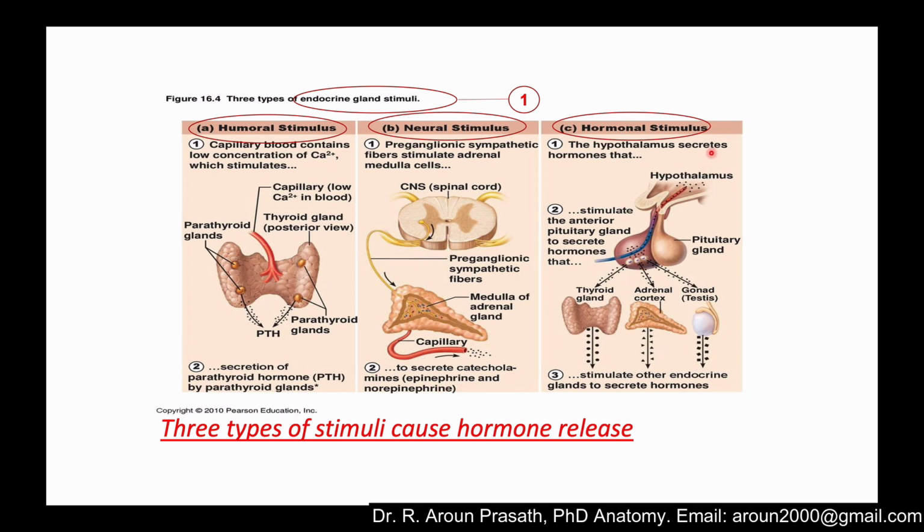Then hormonal stimulation, for example, the anterior pituitary releases thyroid stimulating hormone. That thyroid stimulating hormone comes to the thyroid gland and orders the thyroid gland to release T3 and T4. Okay, so likewise all the glands listen to the pituitary hormones. This is how hormone release by endocrine glands is controlled by another gland. That is why the pituitary gland is called the master of all endocrine glands. Though it is the smallest of all endocrine glands, it controls the secretion of other glands.